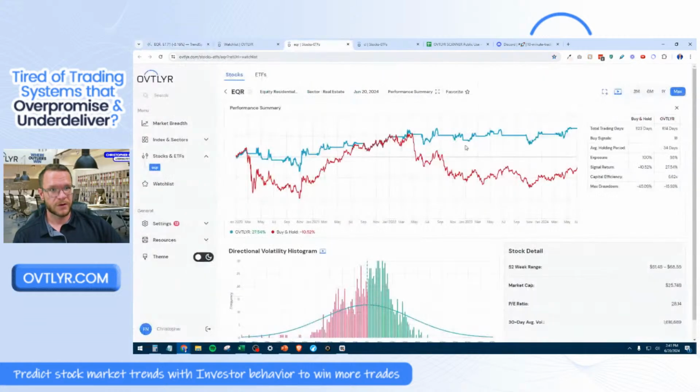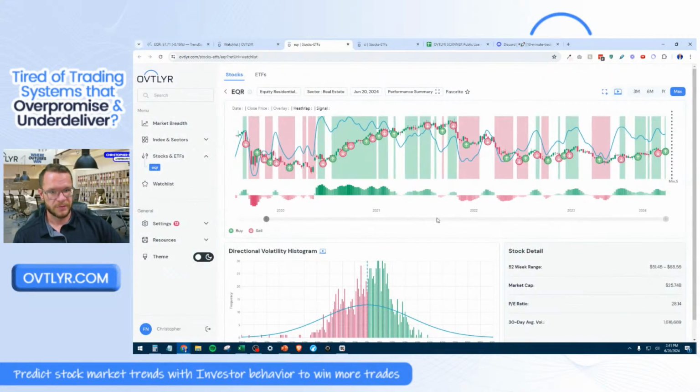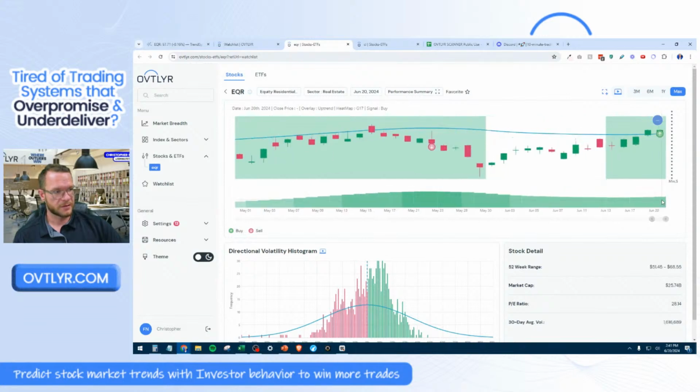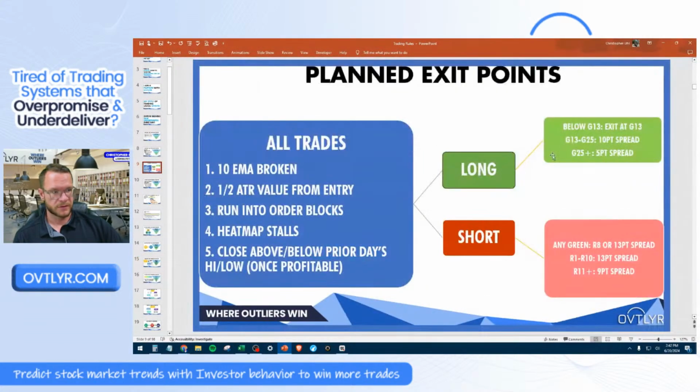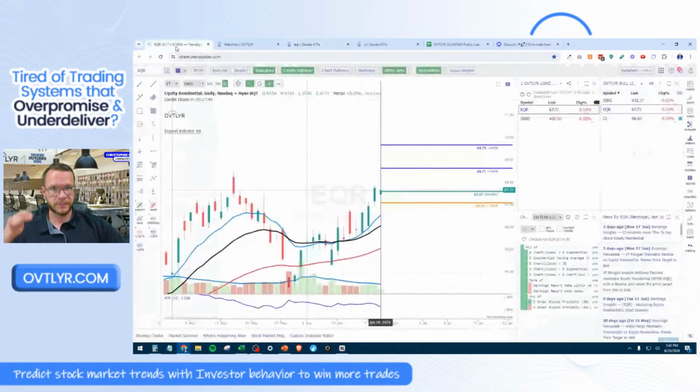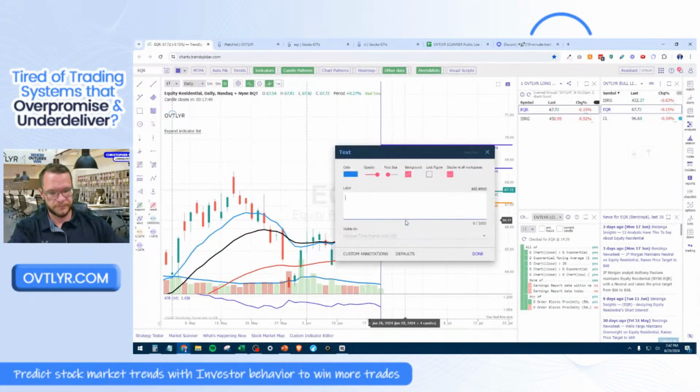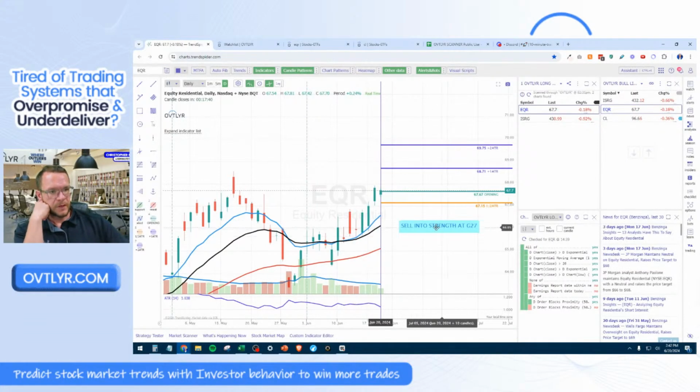Now, EQR's shading right now on the behavioral heat map is at G17. Look up in this line right here, G17. So I'll sell into strength with a 10-point spread, so G27. All right, rock and roll there.